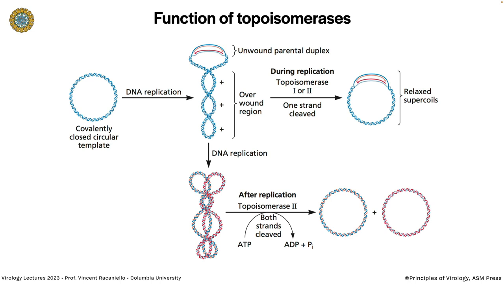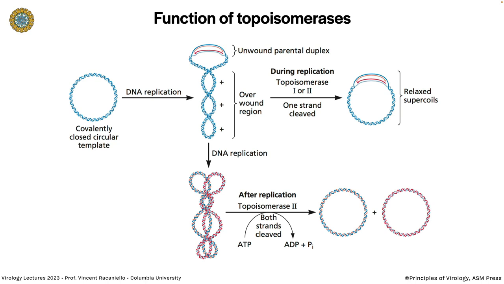Topoisomerase, there are two of them in the cell, one or two. They nick one strand of the DNA. It's like cutting a rubber band that's been twisted up. Boom, it suddenly uncoils, it relaxes, and now DNA synthesis can proceed. So again, the twisting of the DNA caused by denaturation of a circular DNA can be relaxed by topoisomerase.